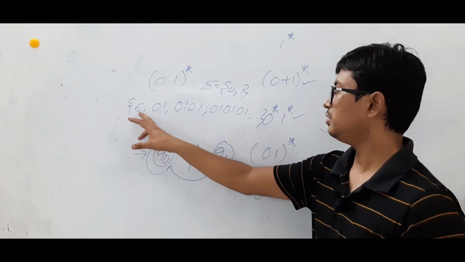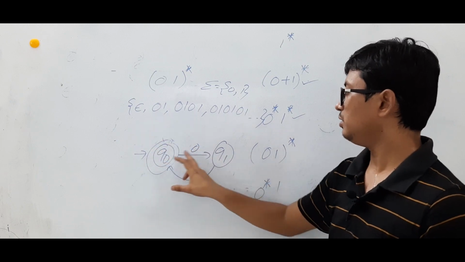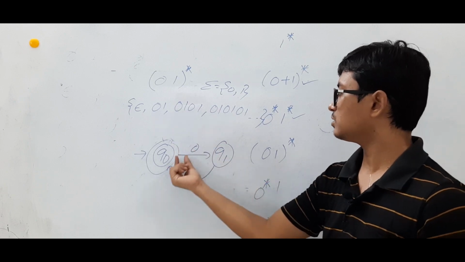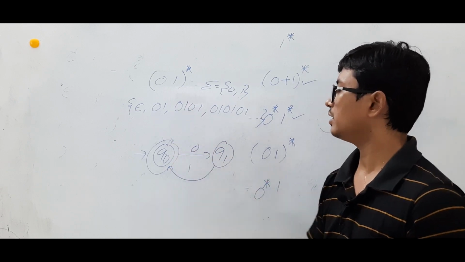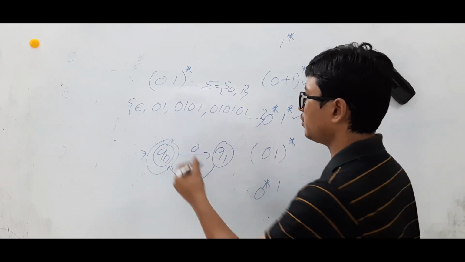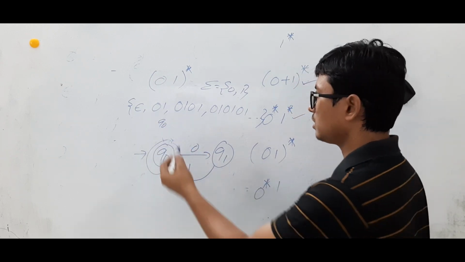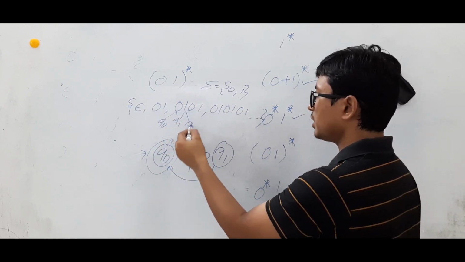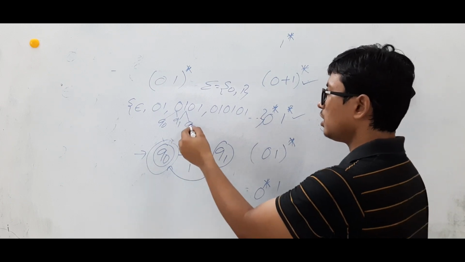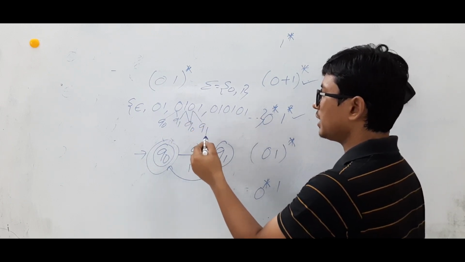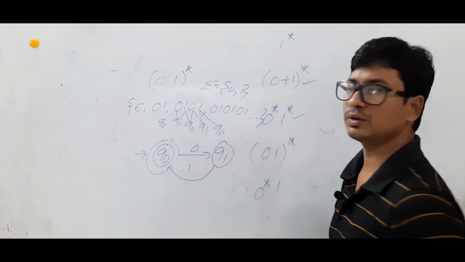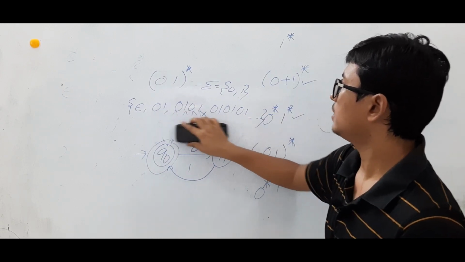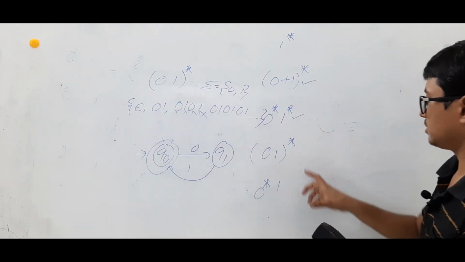That's simple. So epsilon will be accepted. 0 is not accepted. 1 is accepted. So 01 is accepted. 0 1 0 1, again 0 and 1. If you want to verify, you can verify. If you want to see, I will discuss also. Q naught on 0, you will come to Q1. Q1 on 1, you reach Q naught. Q naught on 0, you go to Q1. Q1 on 1, you reach Q naught, which is a final state. So I can say that the string is accepted. So we are done with this one also.